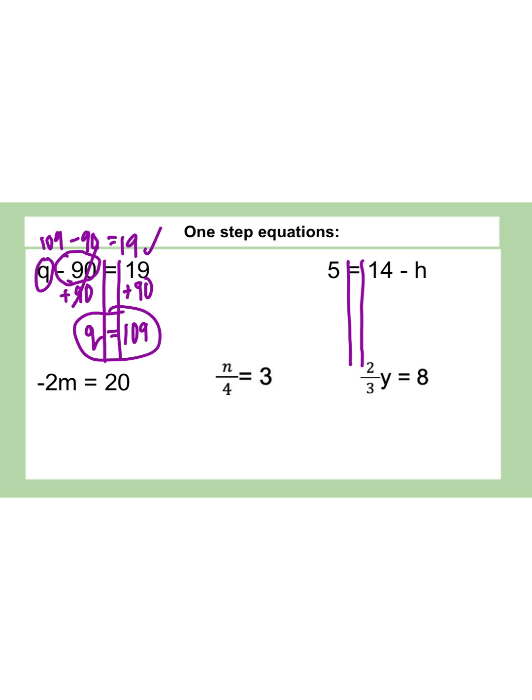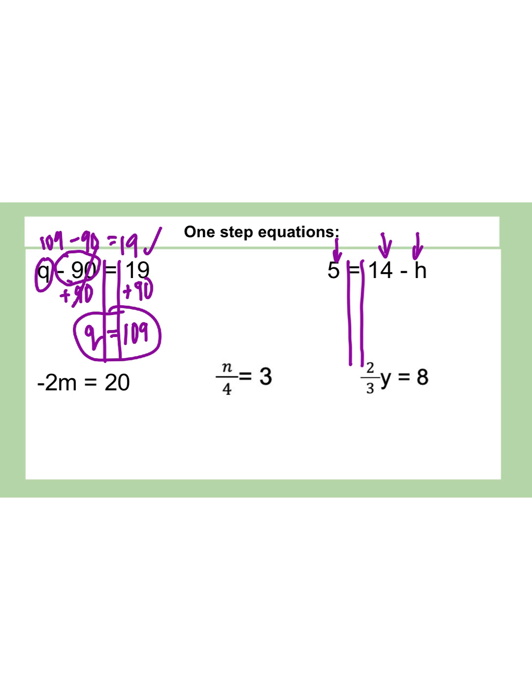So if we look here, we've got a plus 5, or in other words, a positive 5. We've got a plus 14, or in other words, a positive 14. And we have a minus h, or in other words, a negative h. Okay? So if we think of those as each its own thing, it makes it a little bit easier to get rid of the 14 right away.